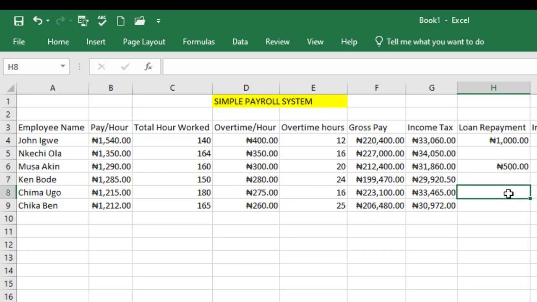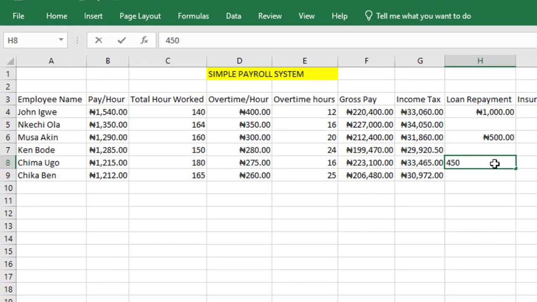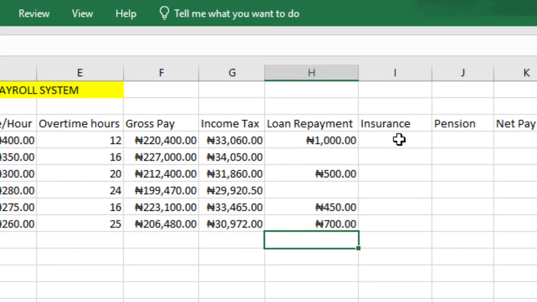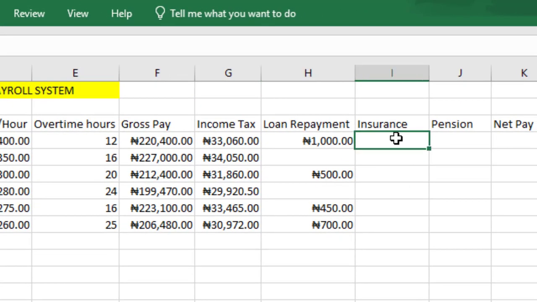Chima is on loan, and then what is deducted from him on a monthly basis is 450 naira. And then Chika, every month 700 naira is deducted for loan repayment. So for insurance, insurance is a personal thing. Some persons will say from my take home, please deduct 0.05 on a monthly basis for insurance. So let's assume all of them are on insurance.